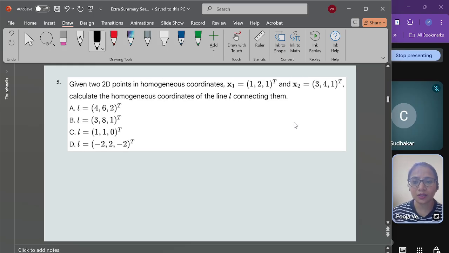The next question is: given two 2D points in homogeneous coordinates, x1 is (1, 2, 1) transpose and x2 is (3, 4, 1) transpose. Calculate the homogeneous coordinates of the line L connecting them. We need to calculate the homogeneous coordinate of the line that is connecting these two 2D points. So how can we calculate this?